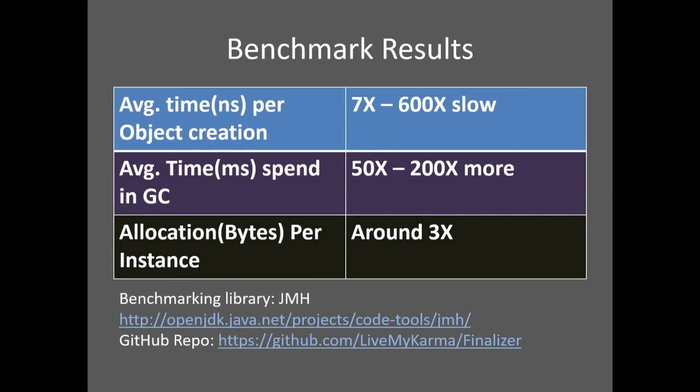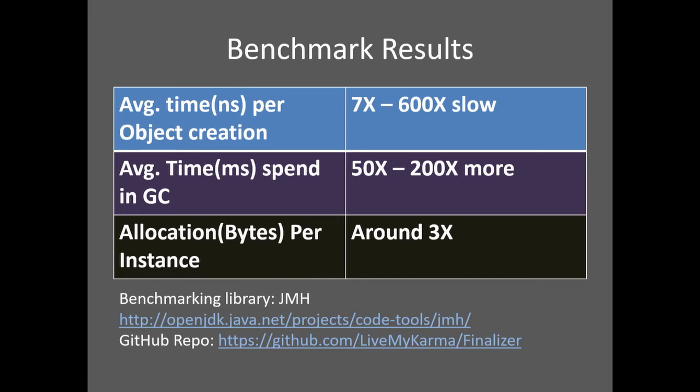I used JMH for my benchmarking. It's short for Java Microbenchmark Harness. It's an awesome tool for benchmarking. And I'm not going to cover the source code for the benchmark, but it's available through my GitHub repo, so check it out. And when I ran it on my system, what I found out was the average time per object creation was 7 times to 600 times slower for finalizers than for non-finalizers.